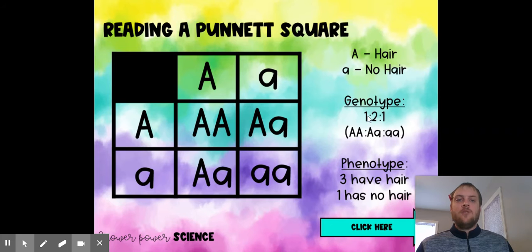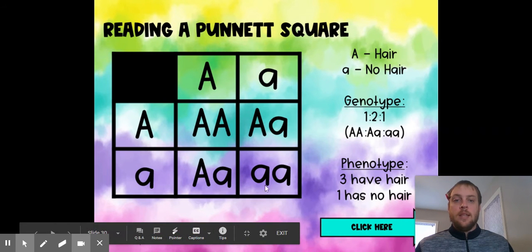So when we break down the genotype ratio, which is just a fancy way of showing you how many have each type of genotype, we will say that there is one big A, which you can see in this box here, two big A, little a's, so two heterozygous for their hair, and then one little a, little a.